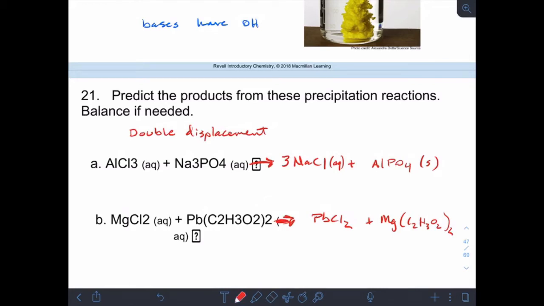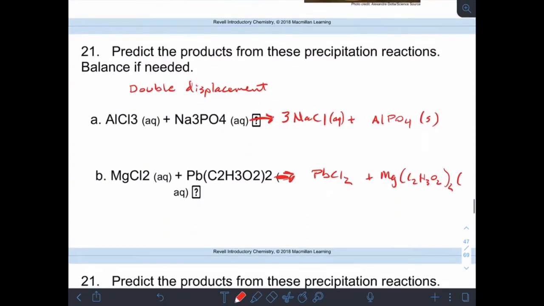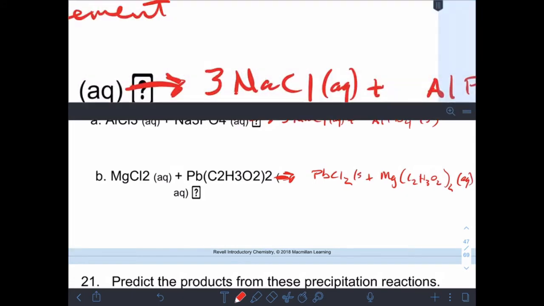All right. So now I go through and I balance. All right. So I've got 1 magnesium on the left, 1 magnesium on the right. Good. I've got 2 chlorines on the left, 2 chlorines on the right. Good. 1 lead on the left, 1 lead on the right, 2 acetates on the left, and 2 acetates on the right. So everything is balanced. Then we go through and we do our solubility, and all acetates are aqueous. My goodness. Okay. And lead with chlorine makes a solid.